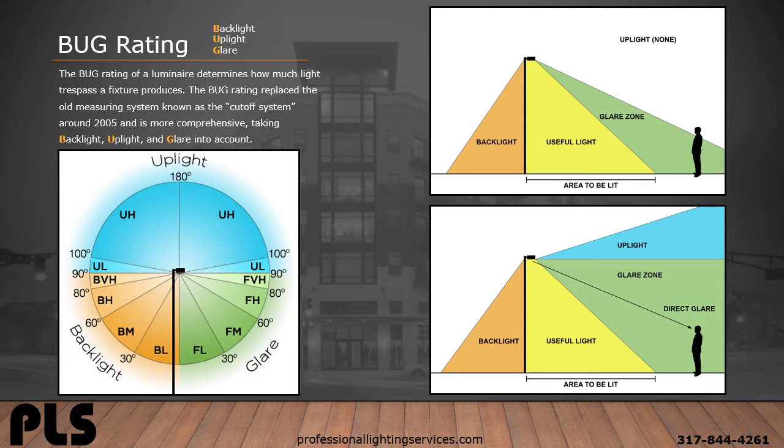Taking a closer look at these examples with the BUG rating in mind, a proper BUG rating can maximize a fixture's effectiveness and minimize light trespass from backlight. Both installations are lighting the same area, which again is known as useful light. The top full cutoff fixture maximizes its light distribution and has little to no wasted light. The bottom light fixture produces excessive uplight and wastes a good portion of its forward light past the area to be lit. The byproduct of this is also increased direct glare.